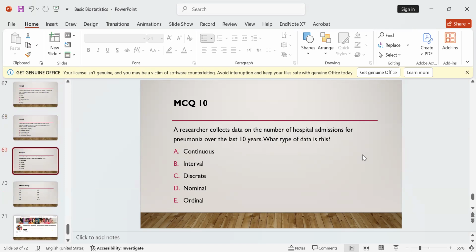MCQ number 10. A researcher collects data on the number of hospital admissions for pneumonia over the last 10 years. Which type of data is this? A. Continuous, B. Interval, C. Discrete, D. Nominal, or E. Ordinal. The answer is C, discrete.